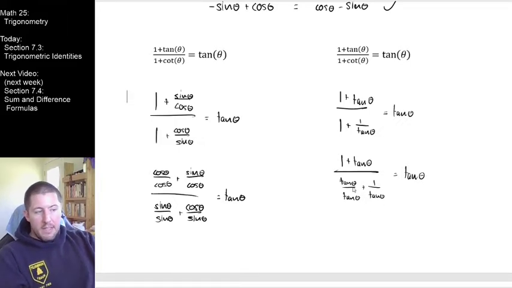Now I can actually add these together, and once I do, I'll be able to make this a simple fraction instead of a complex fraction. So 1 plus tan theta over, it looks like I've got tan theta plus 1 over tan theta, equals tan theta.